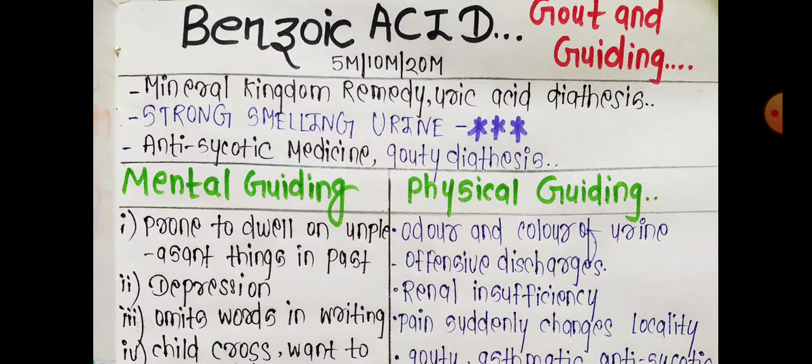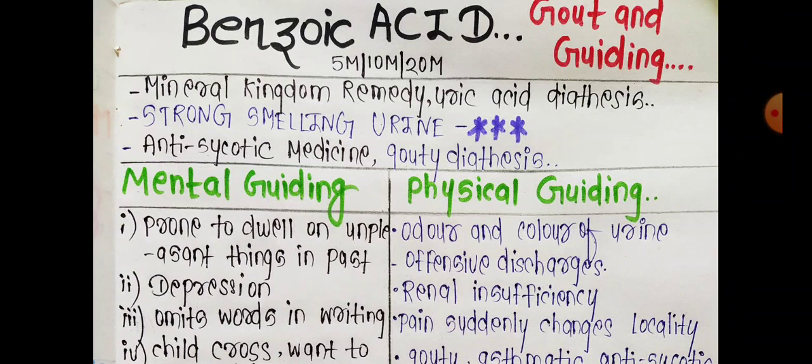So, today's remedy will be benzoic acid or benzoicum acidum. We will see gout of benzoic acid and some guiding symptoms of benzoic acid. So, first of all, we should know what is gout. Gout is a form of inflammatory arthritis, an inflammatory disease resulting from deposition of uric acid crystals in tissues and joints of the body.